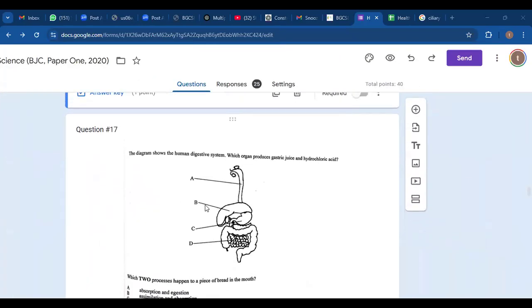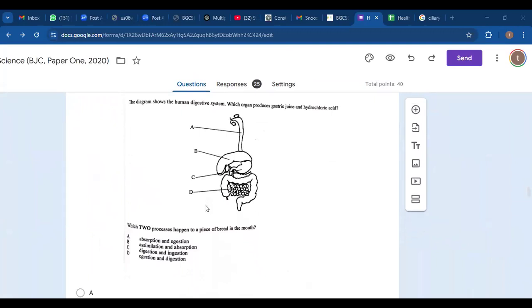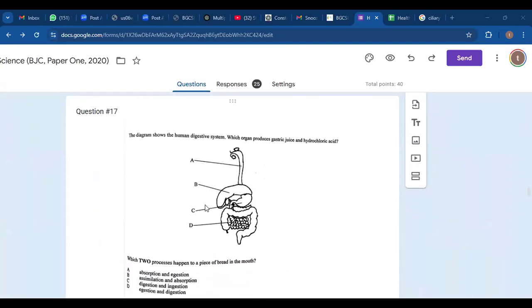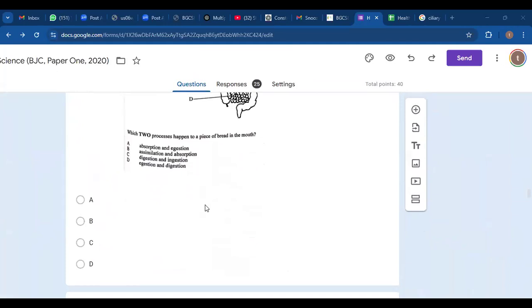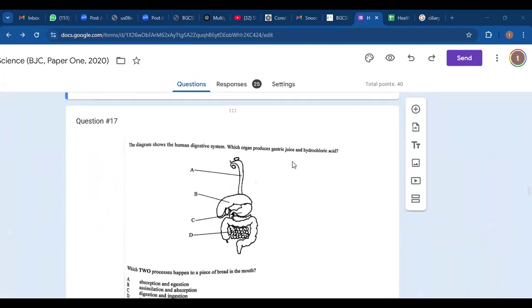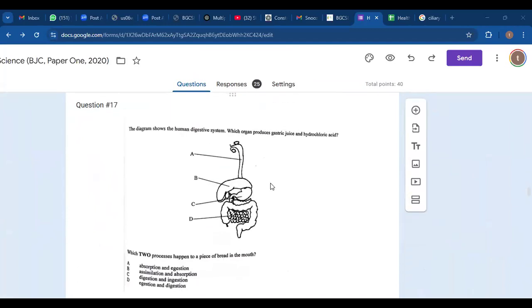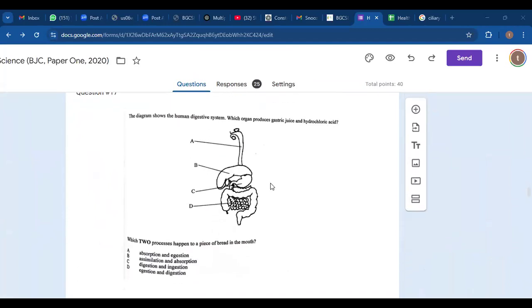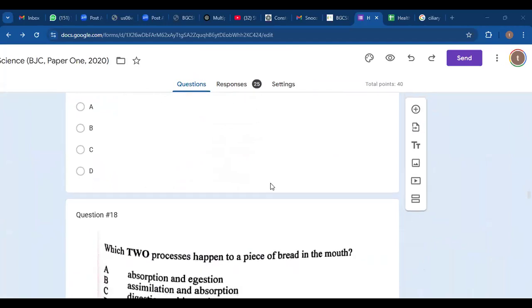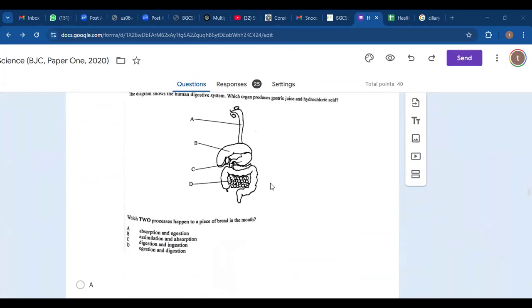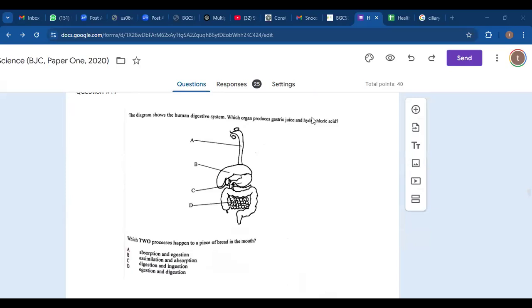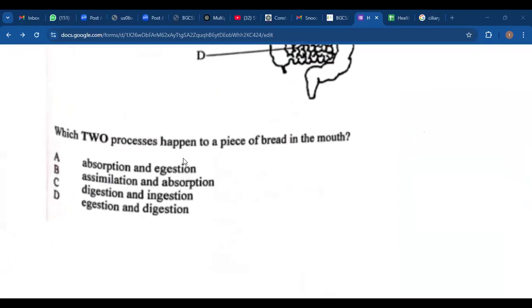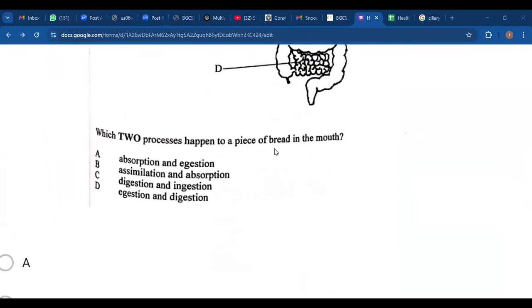Number 16 was again? No, they asked which 2 processes. I think I put together two questions in one. This is 17, so which one am I answering? Okay, we're not answering that question. We know the answer is C, but this is the question we're answering: which 2 processes happen to a piece of bread in the mouth?